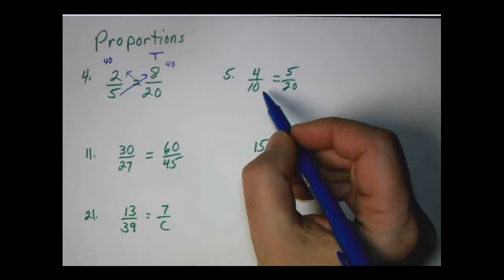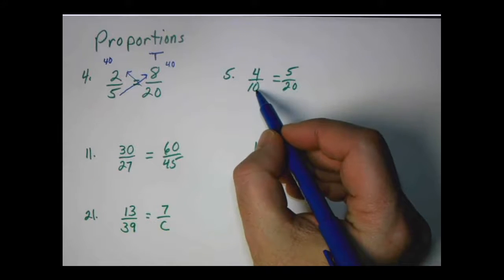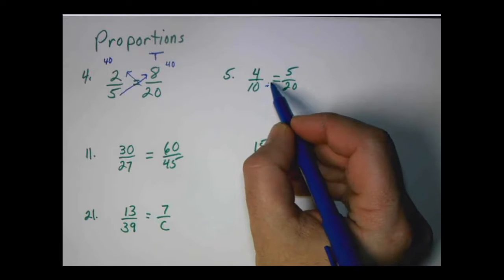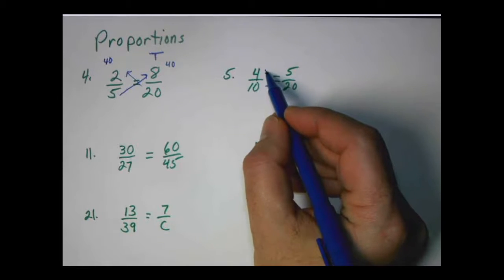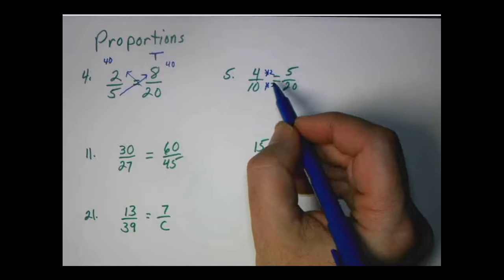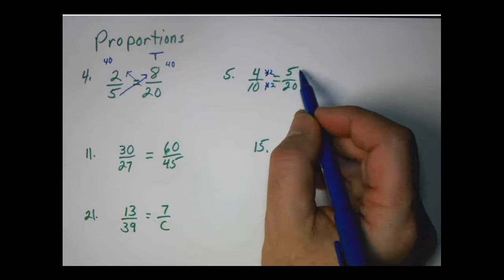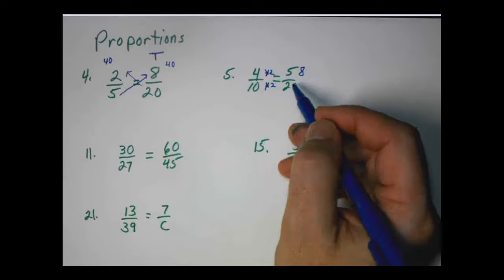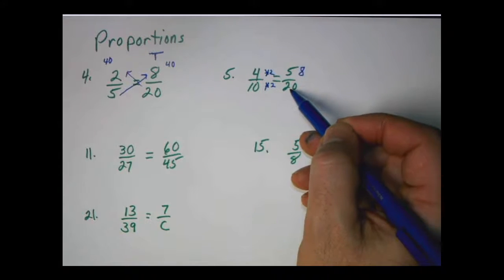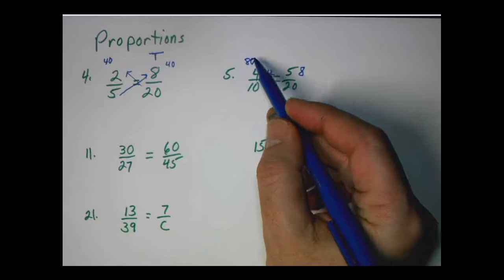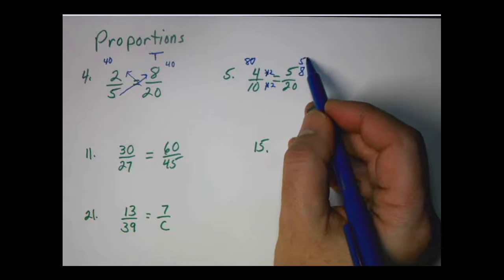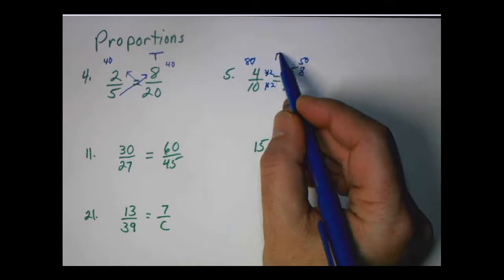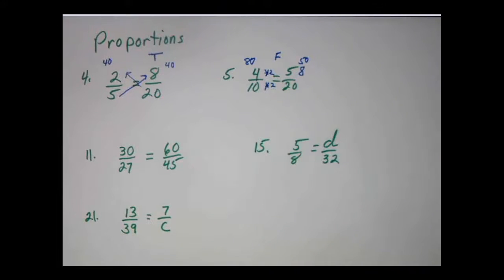Number 5, same type of deal. What do they do to 10 to get 20? They times it by 2. Do it to the bottom, do it to the top. 2 times 4 is 8. Oh, that's not 5. So let's double check this using the other method. 20 times 4 is 80. 10 times 5 is 50. They are not the same, so this would be false. They are not equal proportions.